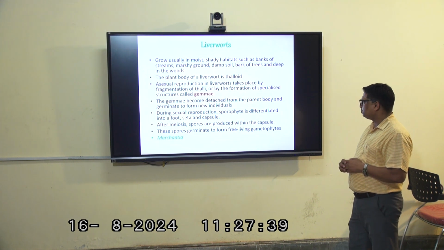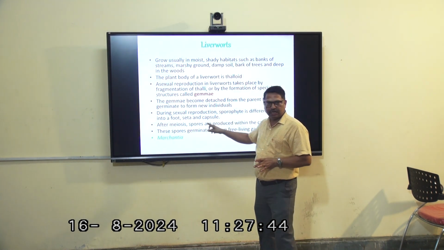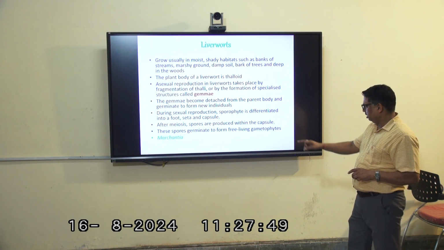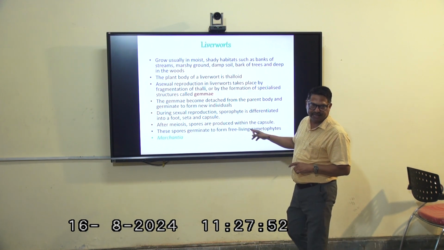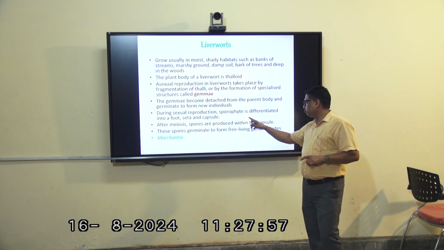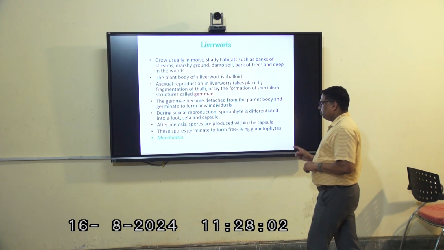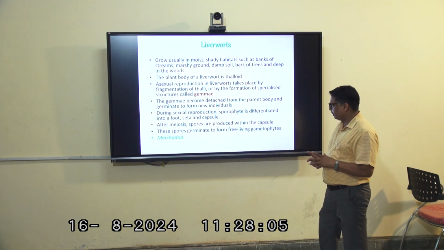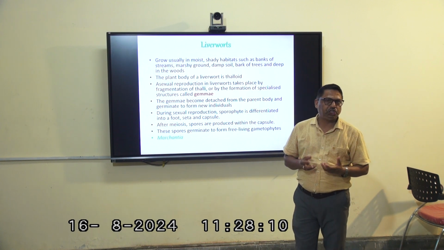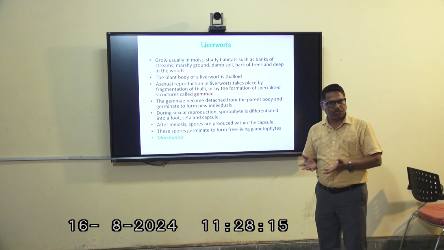During sexual reproduction, the sporophyte is differentiated into foot, seta, and capsule. That is a very important thing. After meiosis, spores are produced within the capsule, and these spores germinate to form free-living gametophytes. Riccia and Marchantia are the most important examples of such plants. Riccia and Marchantia.